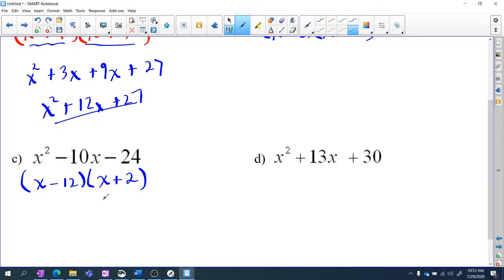So I'm sure you were screaming at your screen as you're watching me do that, I hope. That works better now. Negative 12 times 2, there's my negative 24. Negative 12 plus 2, there's my negative 10.